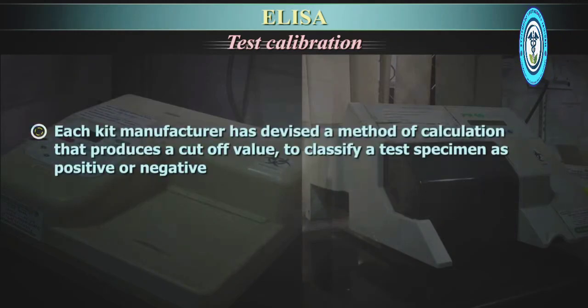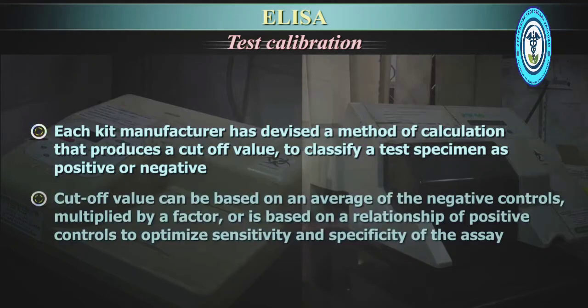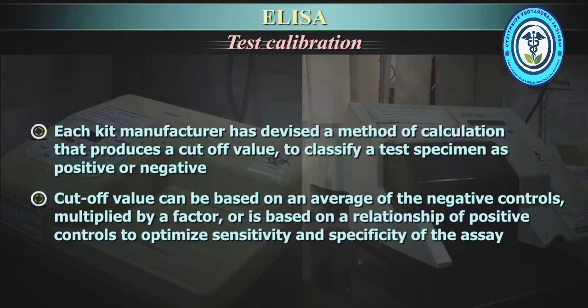Each kit manufacturer has devised a method of calculation that produces a cutoff value to classify a test specimen as positive or negative. Thus, a cutoff value can be based on an average of the negative controls multiplied by a factor or is based on a relationship of positive controls to optimize sensitivity and specificity of the assay.